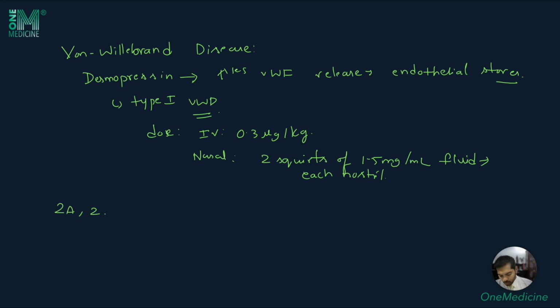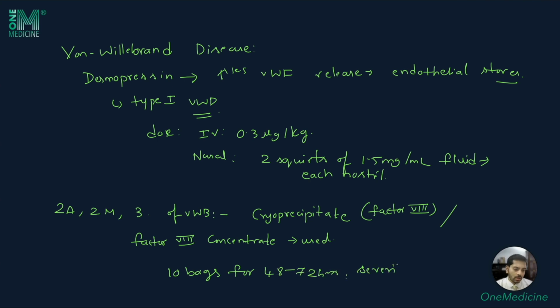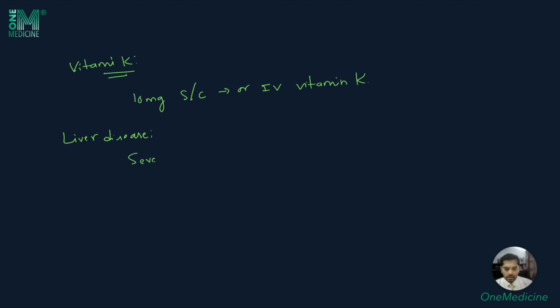For types 2A, 2M and 3 of von Willebrand disease, cryoprecipitate, which is rich in factor 8, or factor 8 concentrate, can be used. The dosing of cryoprecipitate is up to 10 bags for 48 to 72 hours depending on the severity of bleeding. For vitamin K deficiency, vitamin K is given as 10 milligrams of subcutaneous or IV dosing. And for liver disease, in cases with severe bleeding, fresh frozen plasma is preferred.